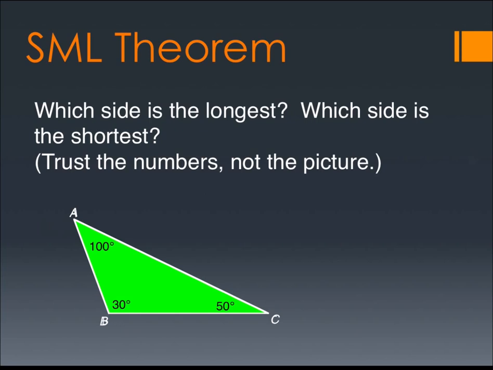Which side is the longest? Nicole? BC. BC, Badger Cat? Yes. Correct. Which side is the shortest? Nicole? Oh, AC. Alligator, crocodile, and that would make the middle side AB. Aardvark, badger. Yes. Well done. That's what the small, medium, large theorem says. The largest side is always opposite the largest angle. The smallest side is always opposite the smallest angle, and the medium side is opposite the medium angle. Okay.